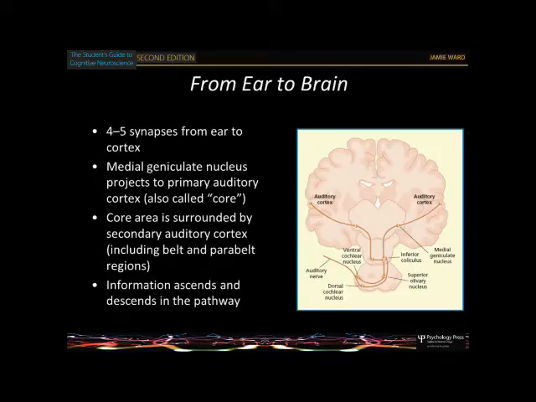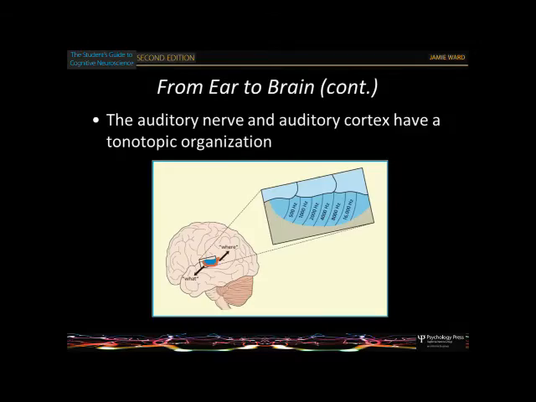So your primary auditory cortex is made up of different regions. One is called the core region in the middle, and then you've got a belt and a parabelt, which are kind of like other regions outside of that.